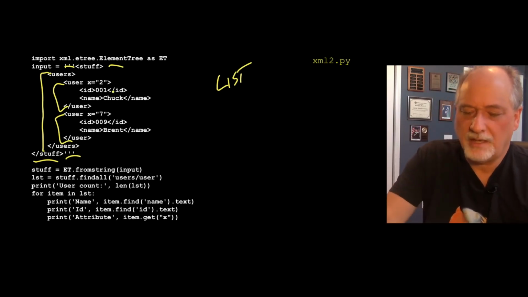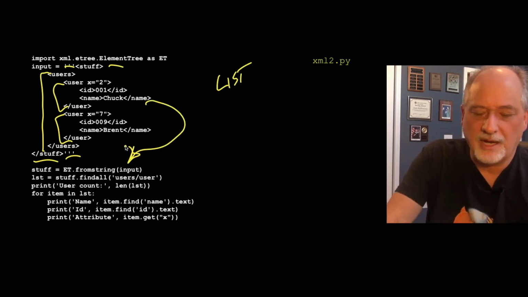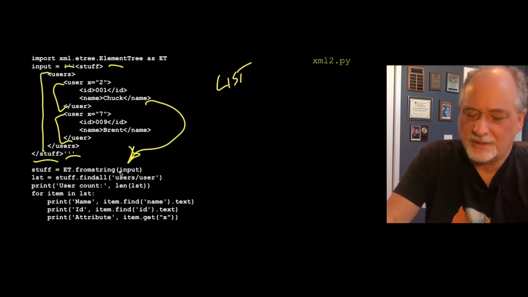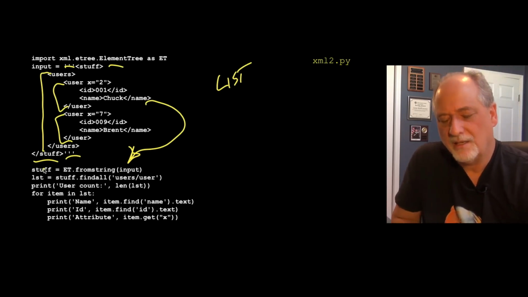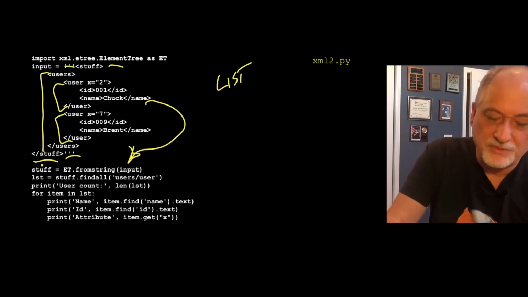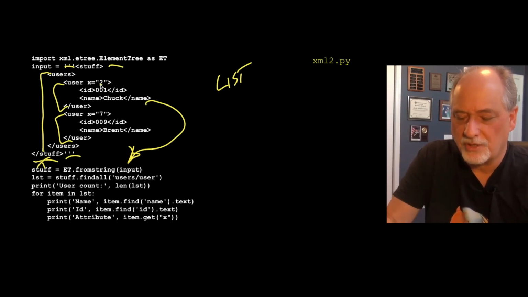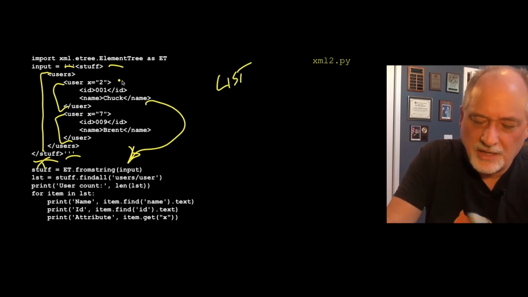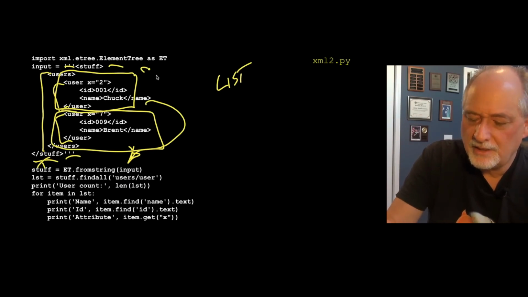And again, we take this, we pass that into fromstring and get back an object that represents the stuff. Does not necessarily have to be the same as this outer tag. Just a variable. This could just as easily be X if I wanted. And so now what I'm going to say is, hey stuff, I want to find the path users/user. I want to find all tags that match users/user. So that's going to give me a list of 2 tags.